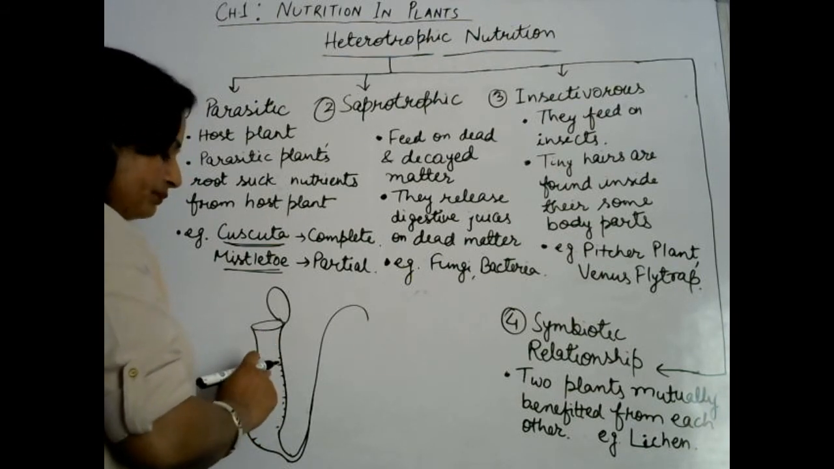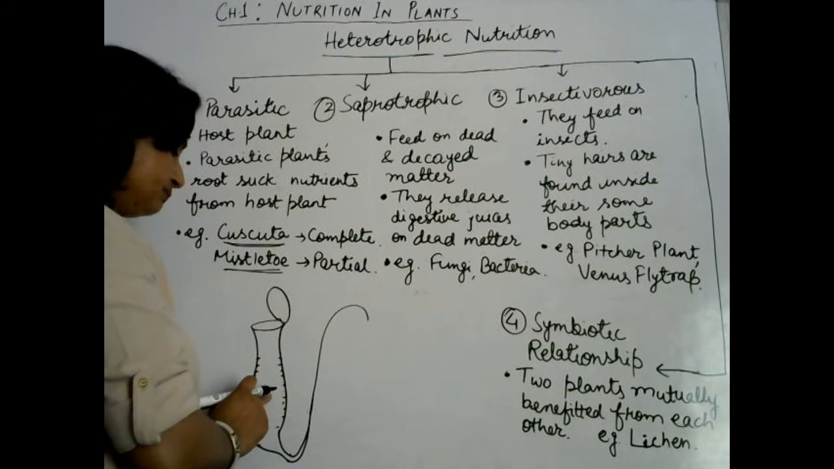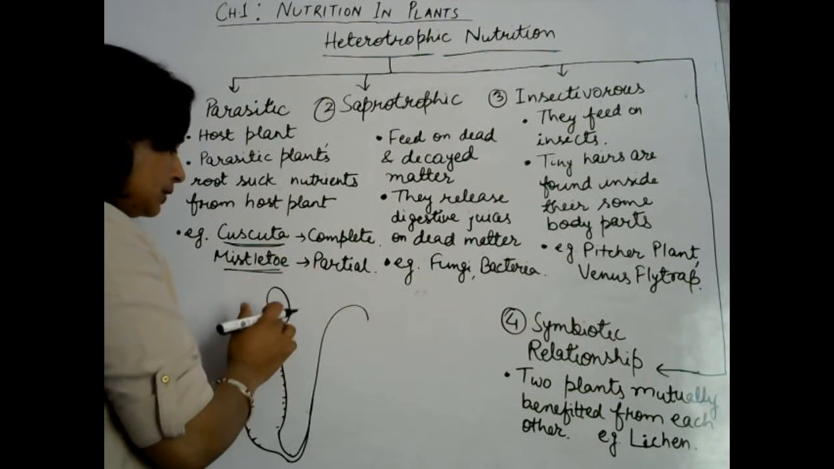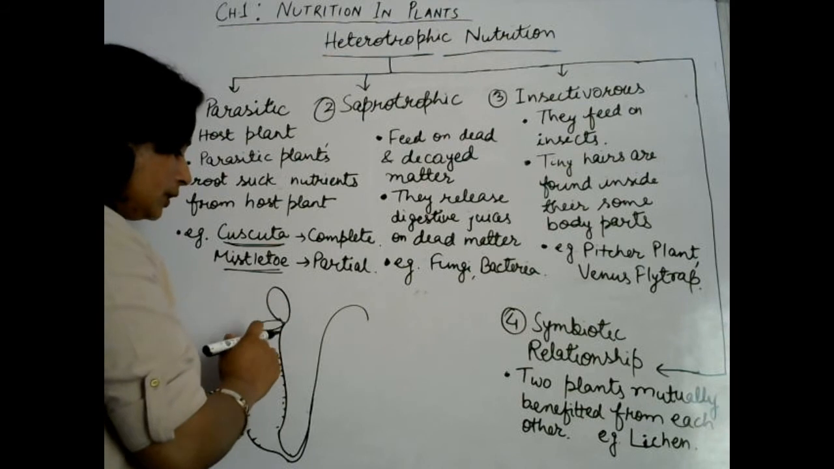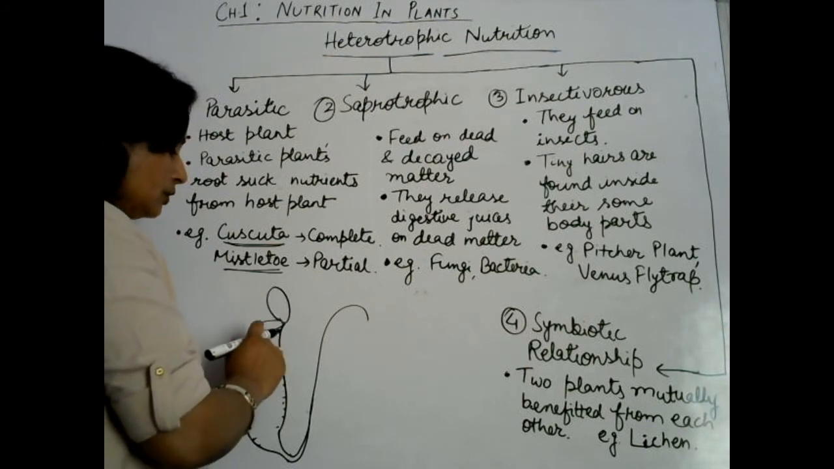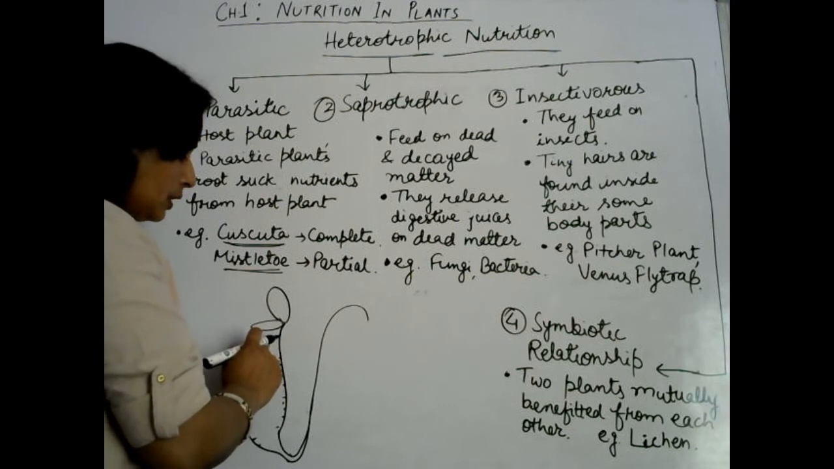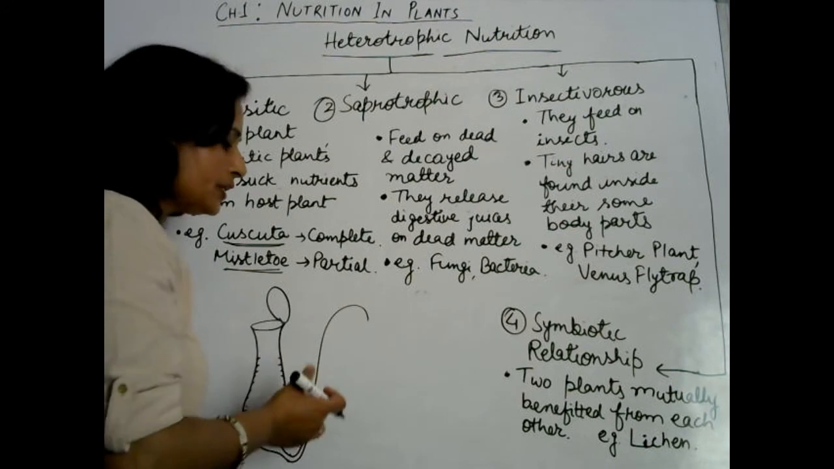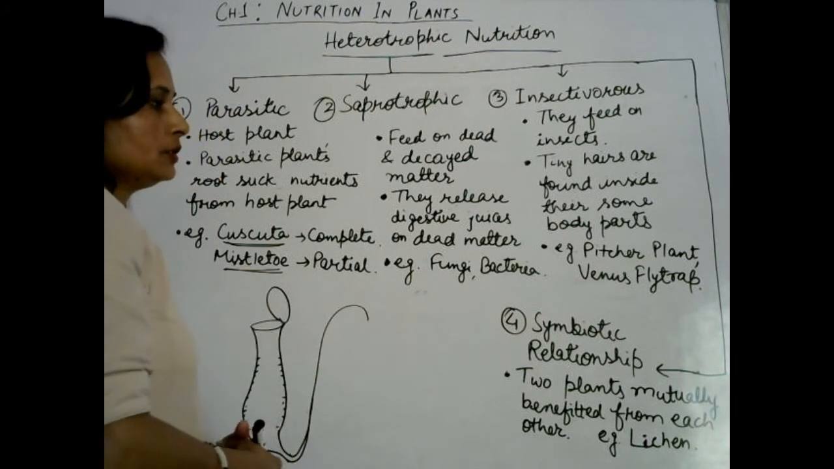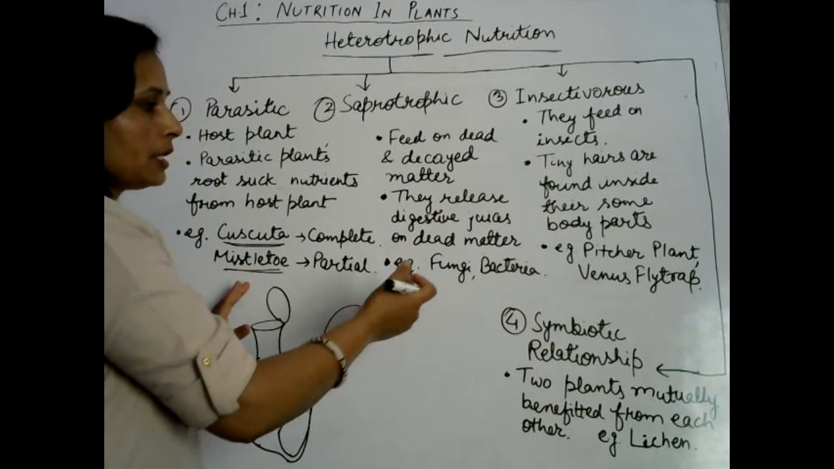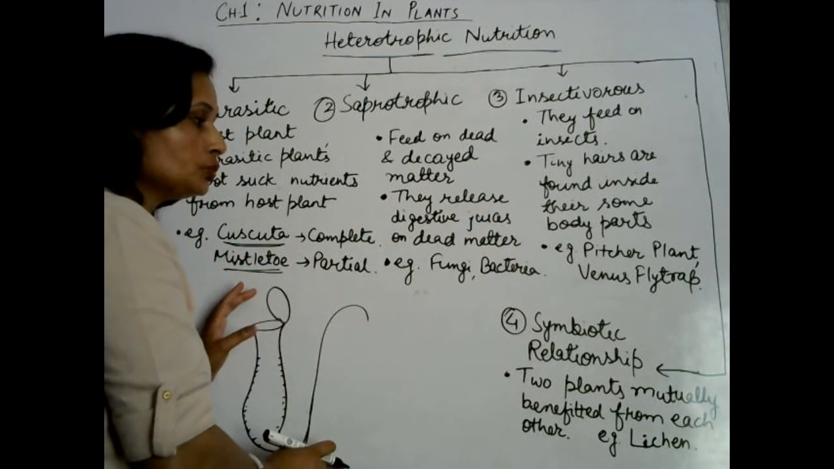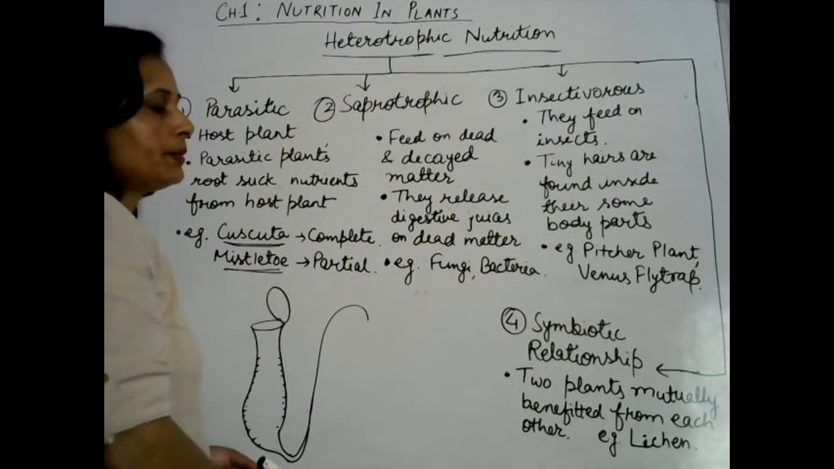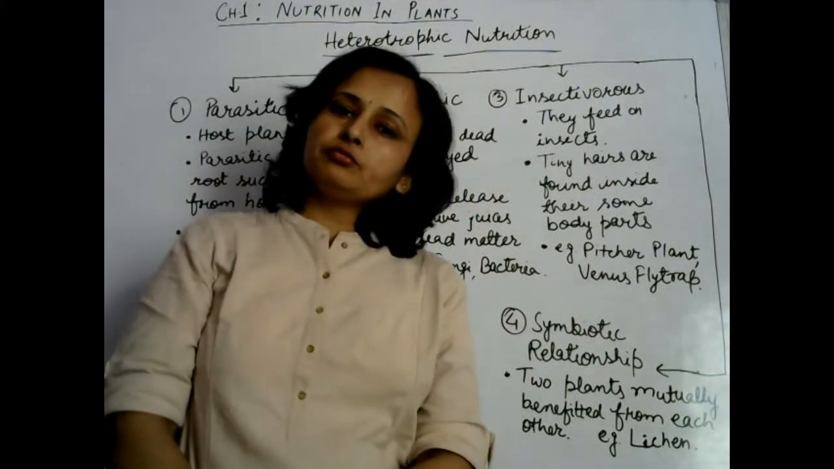At the same time, as soon as the hairs entangle the insect, the lid of the pitcher plant covers and closes the opening so that the insect is not able to come out. Then it digests the insect and gets complete nutrition. So plants like pitcher plant and Venus flytrap are examples of insectivorous or carnivorous plants, and they depend upon insects for their food.